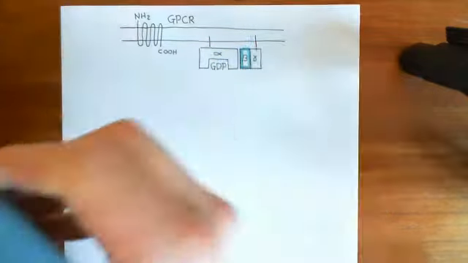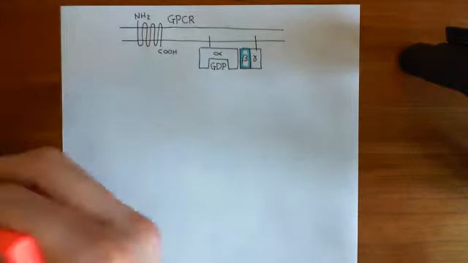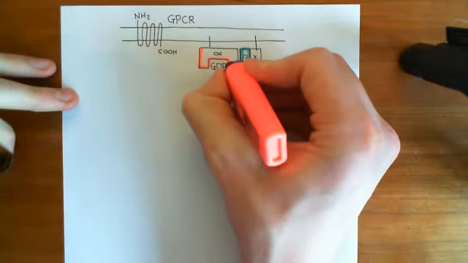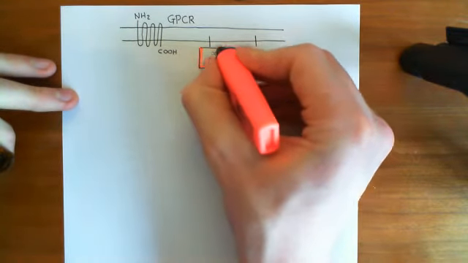Okay, so let's colour this in. Here's the beta subunit in blue. The alpha subunit once again we'll have in red here. Okay, and then finally the gamma subunit we'll have in green.